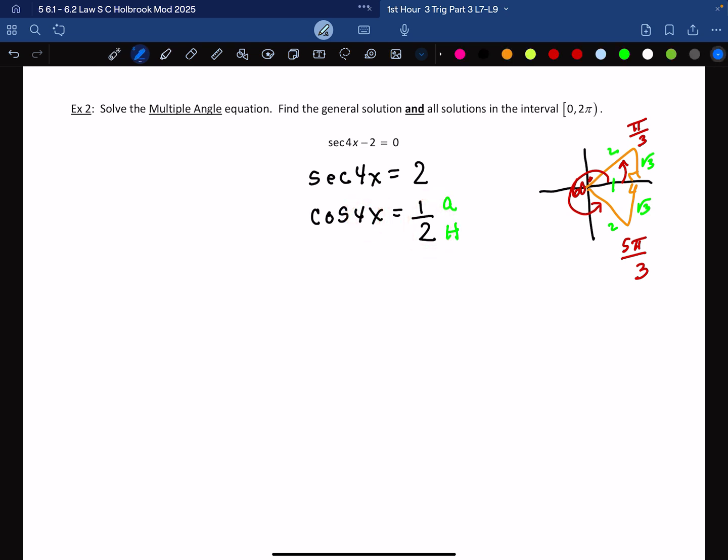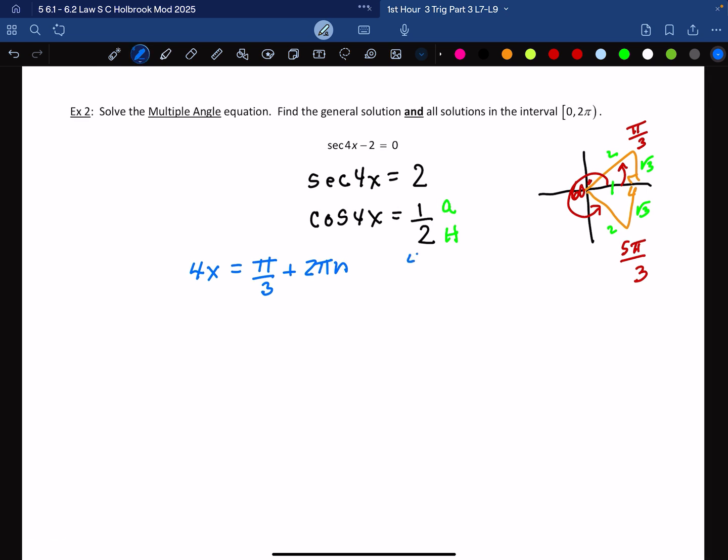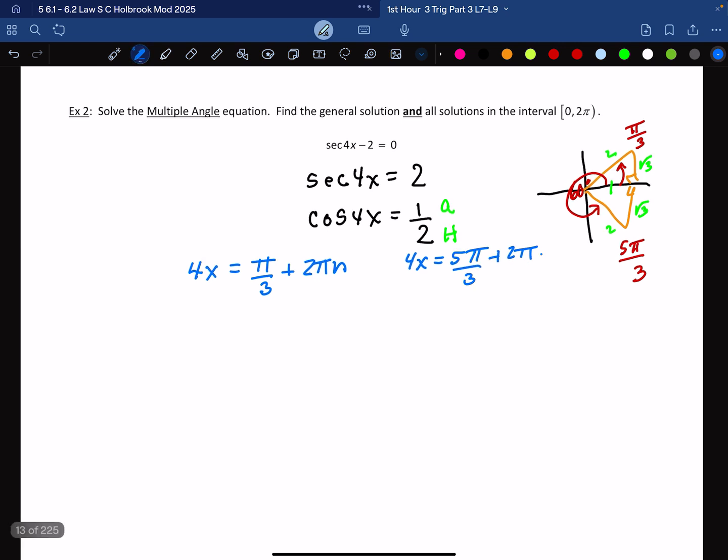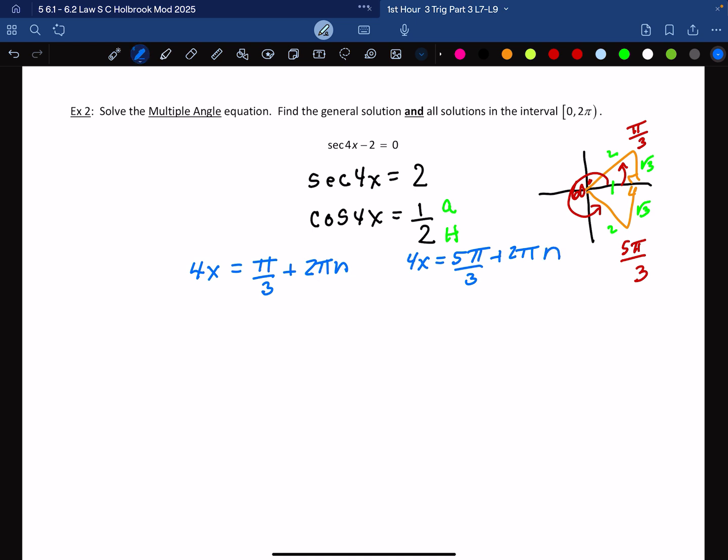So you have 4x is equal to, for one solution, pi over 3 plus 1 revolution to get back to that position, which is 2 pi n. And then the other one, I'll just do it side by side. You have 4x is equal to 5 pi over 3 plus 2 pi n. But we're not solving for 4x. We want to know what x is.